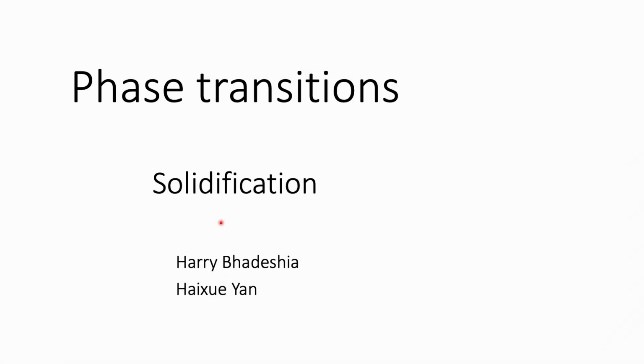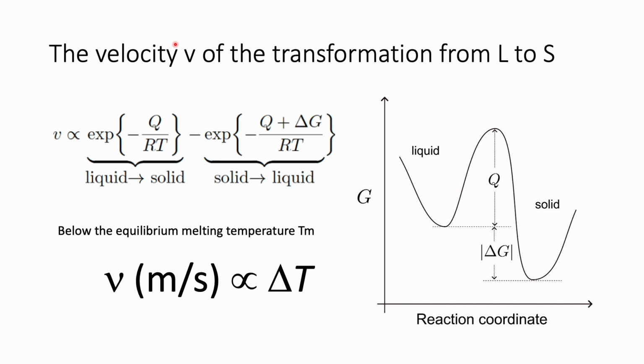Okay, today's talk for phase transformation is solidification. When we talk about the transition from liquid phase to solid phase, we also call the transition solidification. And we can measure the velocity v of the transition based on the equation here. The first part of the equation talks about the transition from liquid phase to solid phase, and the second part talks about the transition from solid phase to liquid phase.